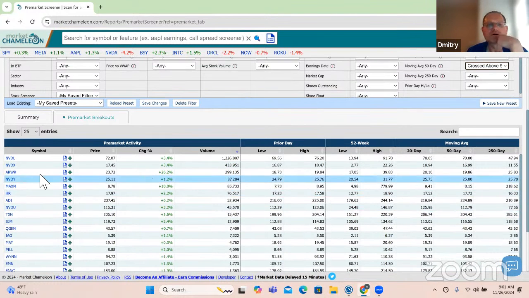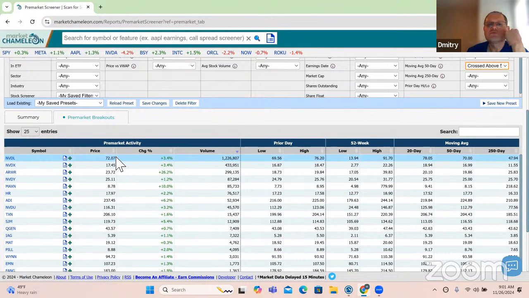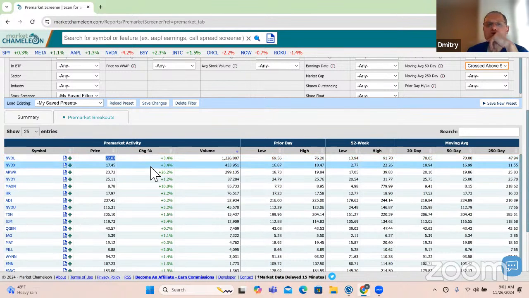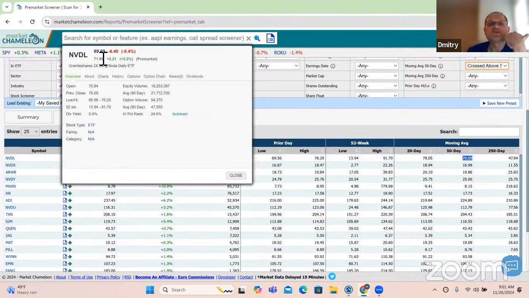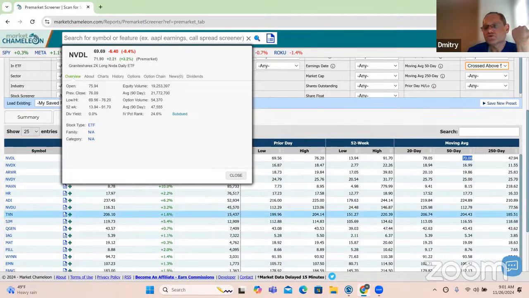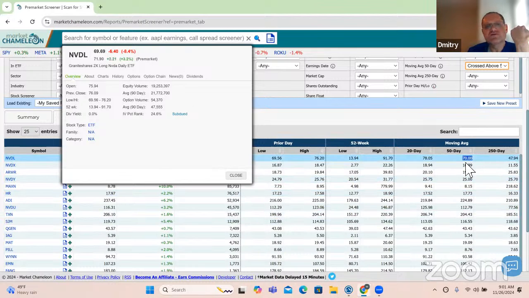So here we go. So NVDL, you can see here 72.07 up 3.4%. Well, the 50-day moving average was 70, right? So let's see. It closed yesterday $69.69, which was right below the 50-day moving average. Then in the pre-market, it crossed above it. So yesterday it was down 8.4, crossed back above it.